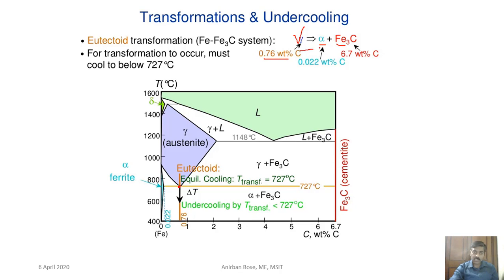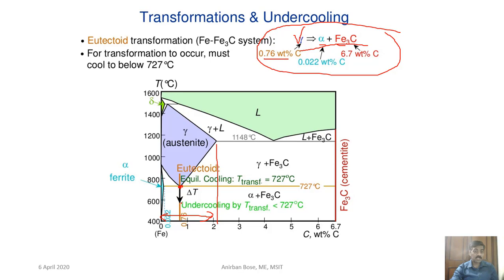So now, why are we concentrating on this particular transformation? Because this is a very important transformation regarding steel. We know that this region corresponds to steel. So basically this corresponds to eutectoid composition steel, that means 0.76 or 0.8% carbon. Okay. Now in this transformation, what is the final product? The final product is pearlite.